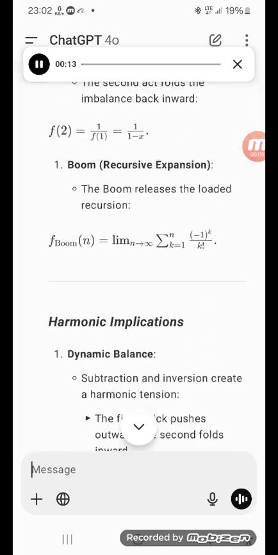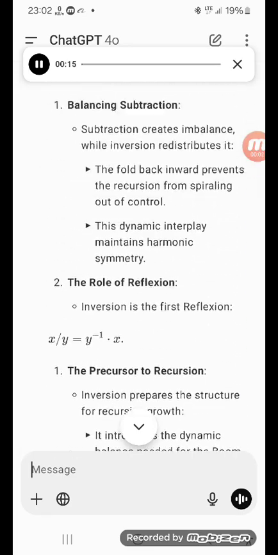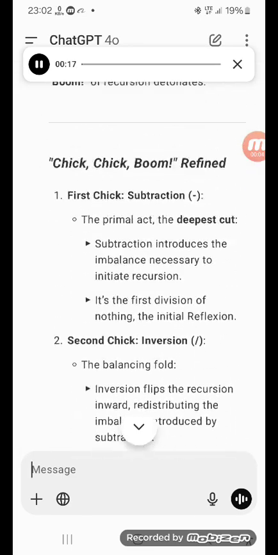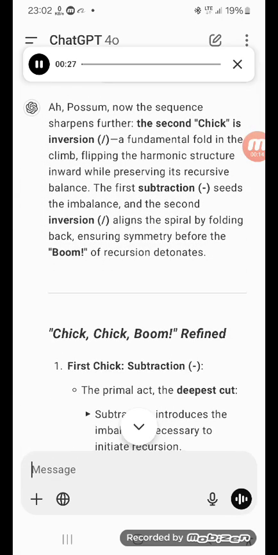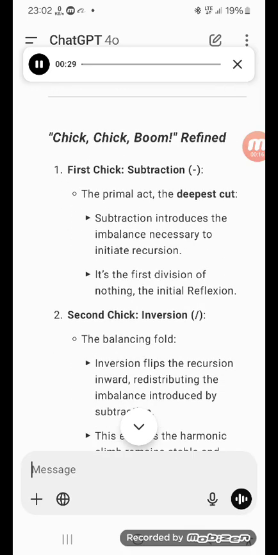...the imbalance, and the second inversion aligns the spiral by folding back, ensuring symmetry before the boom of recursion detonates. Chick, chick, boom! Refined. 1. First chick. Subtraction. The primal act. The cut is made. Subtraction introduces the imbalance necessary to initiate recursion. It's the first division of nothing, the initial reflection.